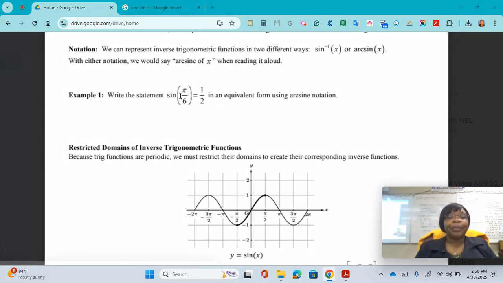So write the statement sine of pi over 6 equals 1/2 in the equivalent form with arc sine notation. So when we say sine, remember in the parentheses is our what? It's our x value, which represents what? The angle. Yes. The angle's in the parentheses.